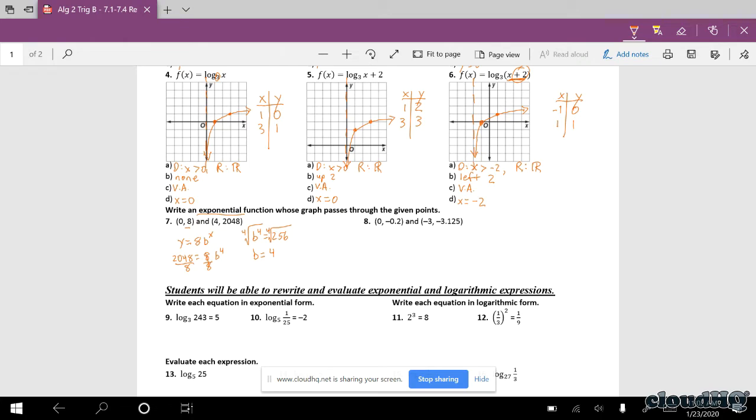So now I can give the final equation. y equals 8 times 4 to the power of x. And that's it. Number 8. Here we have an x value of 0, so there's my a, -0.2. I have a base number to a power of x. So now plug in that other ordered pair as your x and your y.